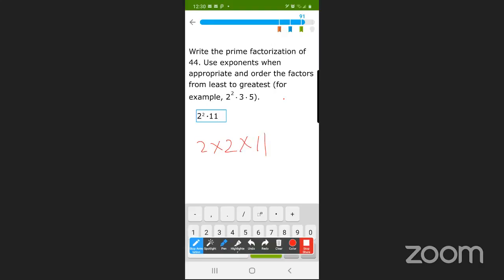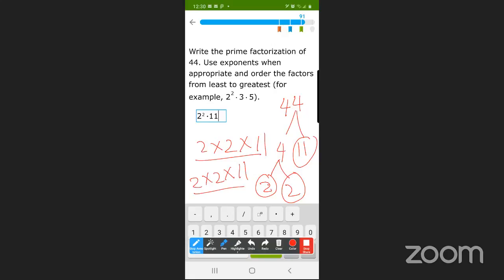So when the number was 44, it was easy, right? You did 4 and then you did 11, 11 times 4, which is okay. But 11 cannot be further divided, but 4 can. So it's 2 and it's 2. So we have 2 times 2 times 11, correct? Just like we did before. And then because it's 2 times 2, it's 2 raised to the power 2.